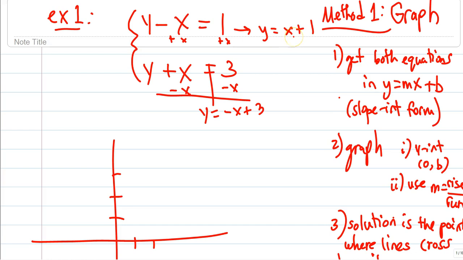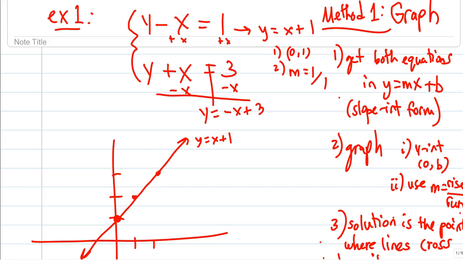For the top one, we would start at a y-intercept, b of 0, comma 1. We would plot a point at 0, comma 1, and then from there use the slope, rise over run. Our slope here, if there's no number with the x, is the same thing as 1x, or as a fraction, 1 over 1. So from there we rise 1, run 1, rise 1, run 1, and that is the equation y equals x plus 1.